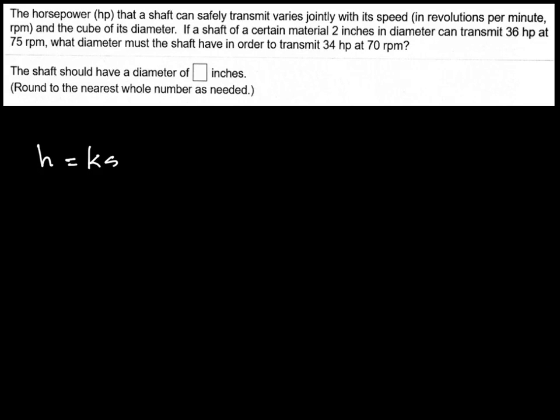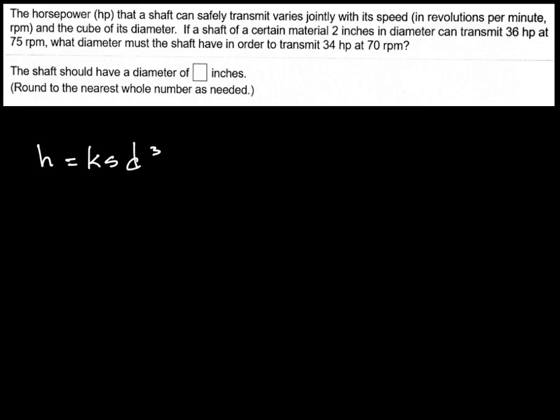The last example we're going to look at involves horsepower, a drive shaft, and diameter. So the horsepower, HP, that a shaft can safely transmit varies jointly with its speed in revolutions per minute, RPM, and the cube of its diameter. If a shaft of a certain material, 2 inches in diameter, can transmit 36 horsepower at 75 RPMs, what diameter must the shaft have in order to transmit 34 horsepower at 70 RPMs?